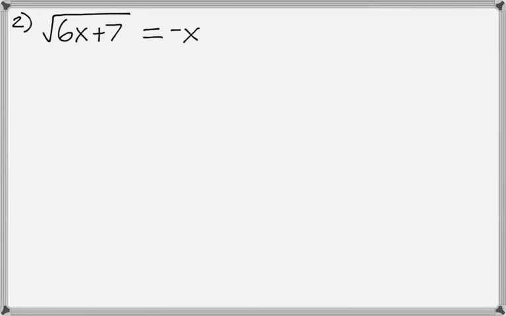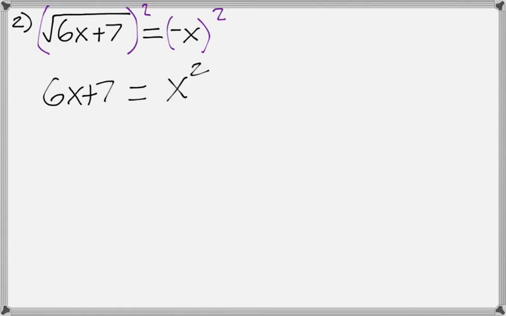For number 2, my first step would be to get the radical isolated on one side, but that's already been done for us. So my next step is just to square both sides so I can get rid of that radical. So squaring a square root gets rid of it. Now squaring a negative will get rid of that negative sign there. So it's just going to be a positive x squared.